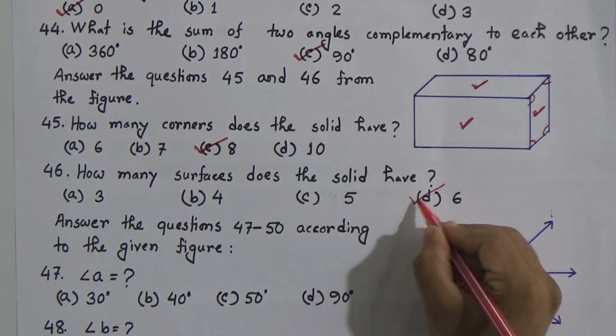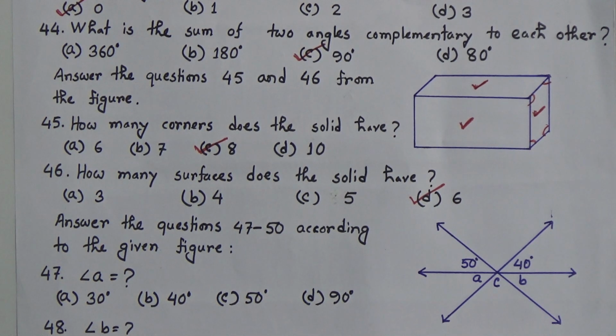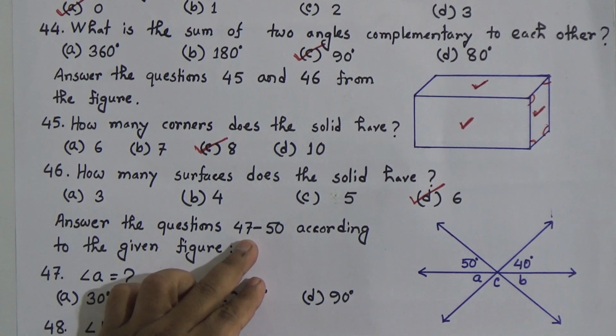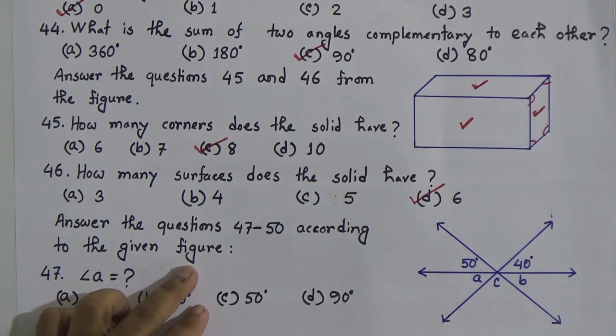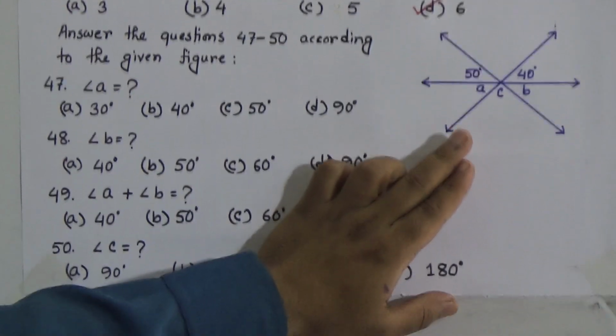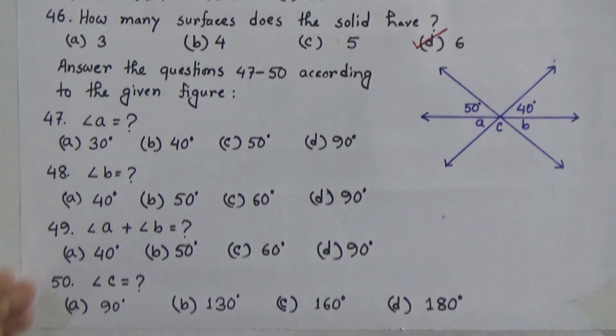Our answer will be 6. This solid has 6 surfaces. Okay. Now the stream says that answer the questions 47 to 50 according to the given figure. The figure is this one now. From this figure you have to answer all the questions.